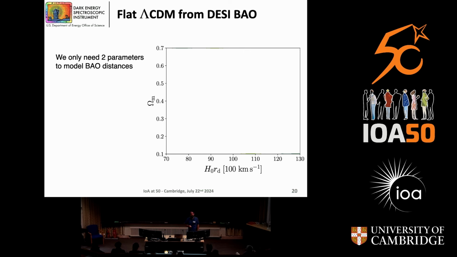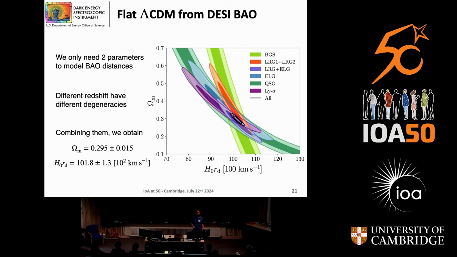The good thing is that different redshifts give you different information. So these are the 7 different redshift tracers that I mentioned. And how do they tell you information about these 2 parameters? You can see that they all nicely overlap, and that they overlap in the black contours that give you a 5% measurement of omega matter and a 1% measurement of this overall scale of the BAO.